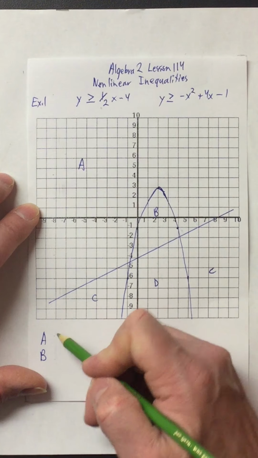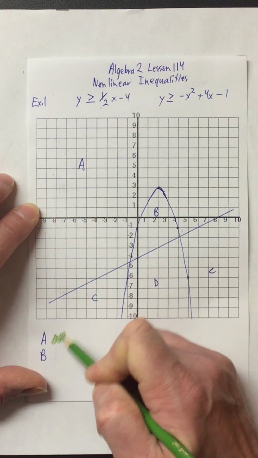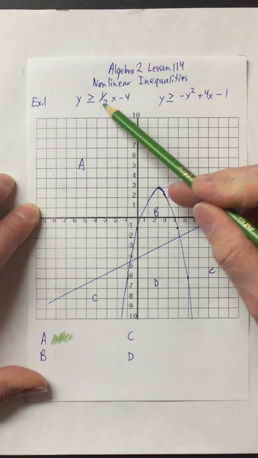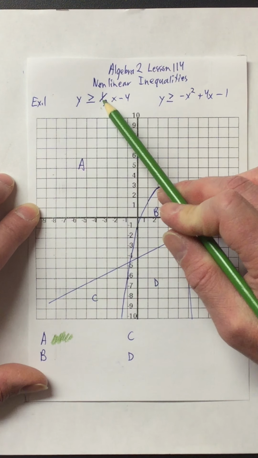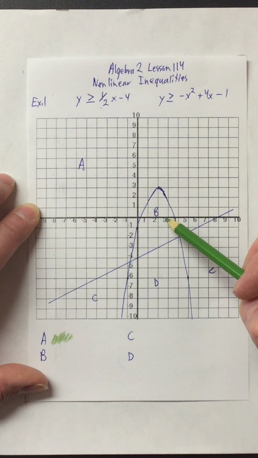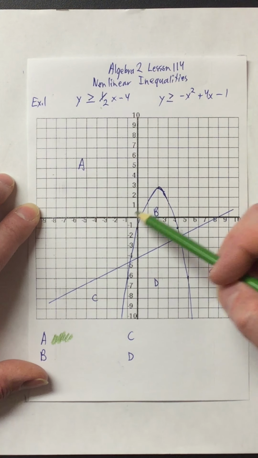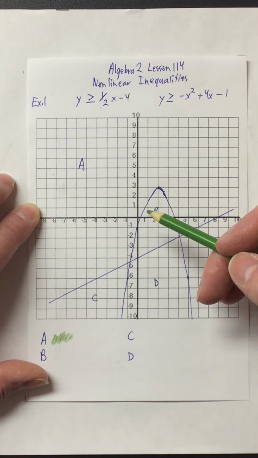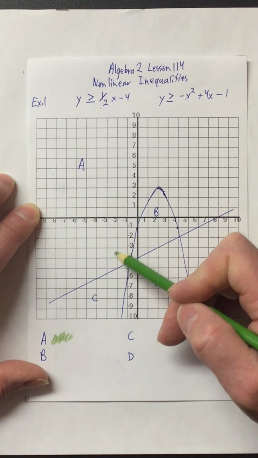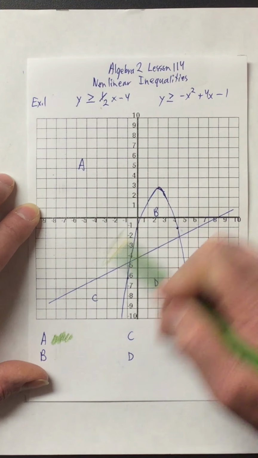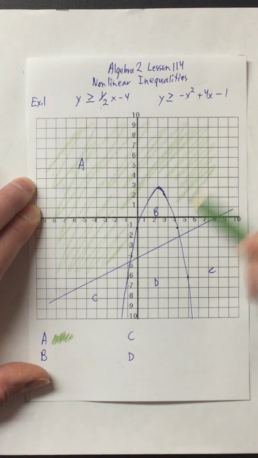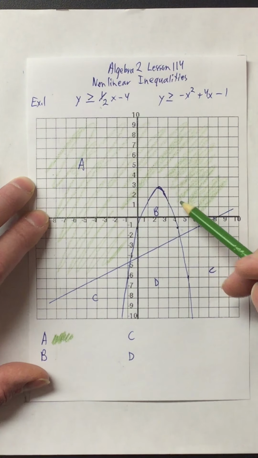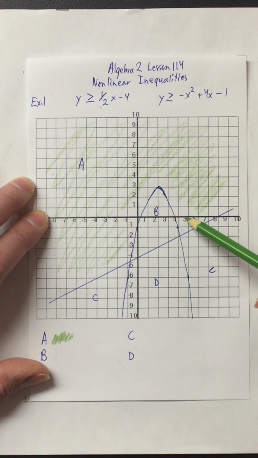So for A, I'll put that on here in the green color. A is above the linear line, and on the outside of and above the parabola. So we got A here, put in a green color. There's our one quadrant, you see that? It's on the outside of the parabola, but it's also above the line.